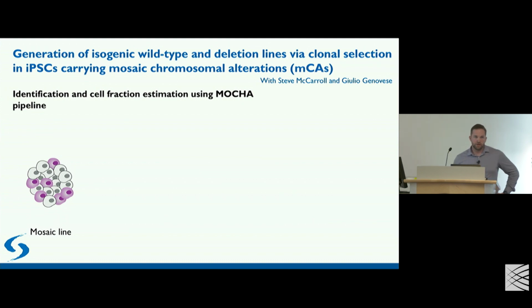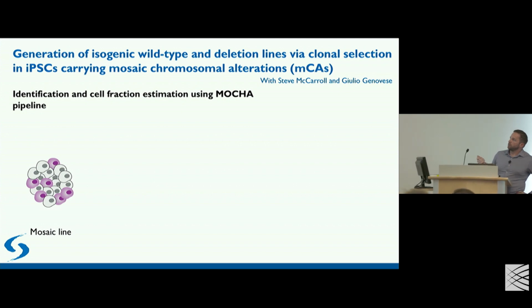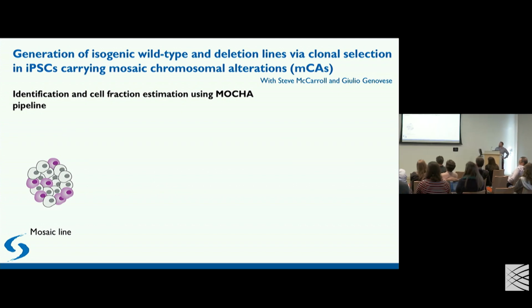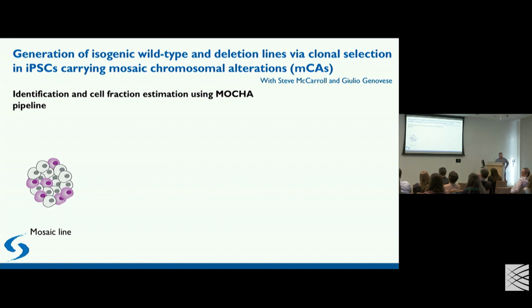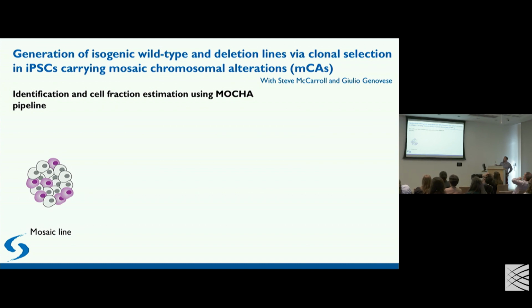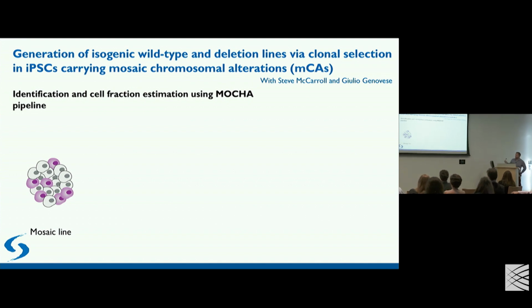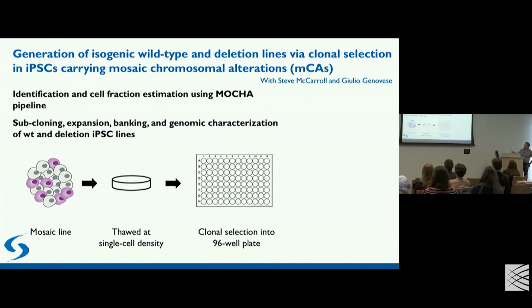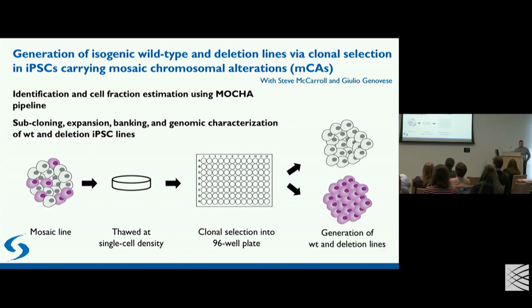Finally, we're working with Julia Genovese and Stephen McCarroll to generate isogenic wild type and deletion lines using clonal selection of lines that have been identified to have mosaic chromosomal alterations. So what these are is Julia had developed a pipeline to identify subsets of cells that might have particular events amongst the population. And so our aim here is to single cell select these so that we can isolate lines that have no event or lines that have a particular event that we're interested in, and then expand and bank them so that we can, as opposed to using CRISPR, let nature sort of generate our isogenic lines for us. And so this is a project that we're very excited about and is currently underway.